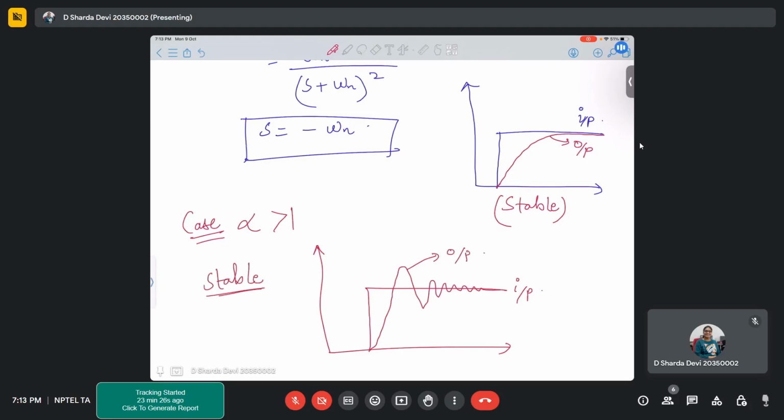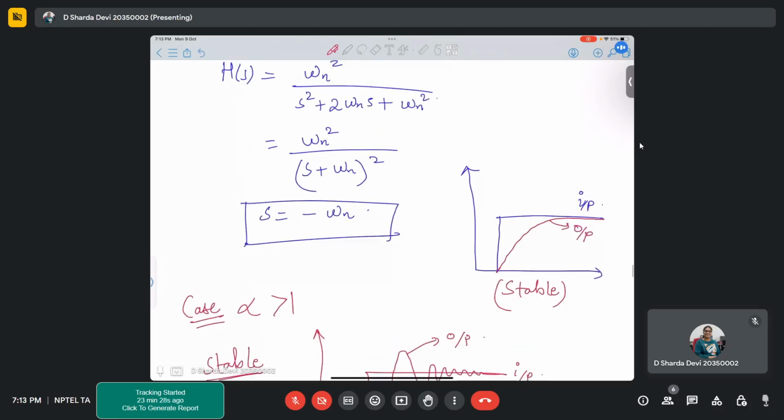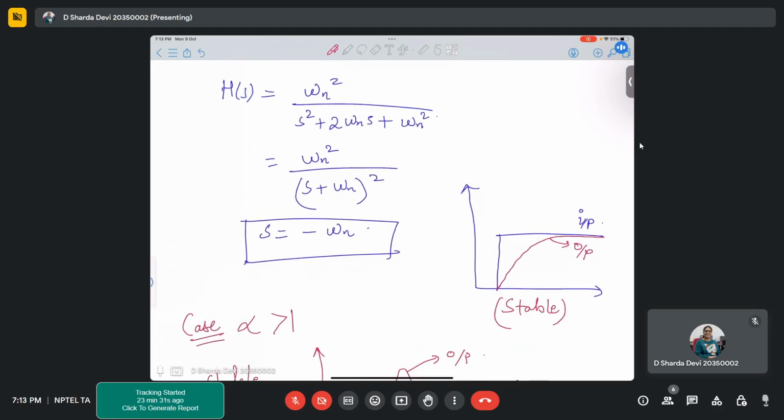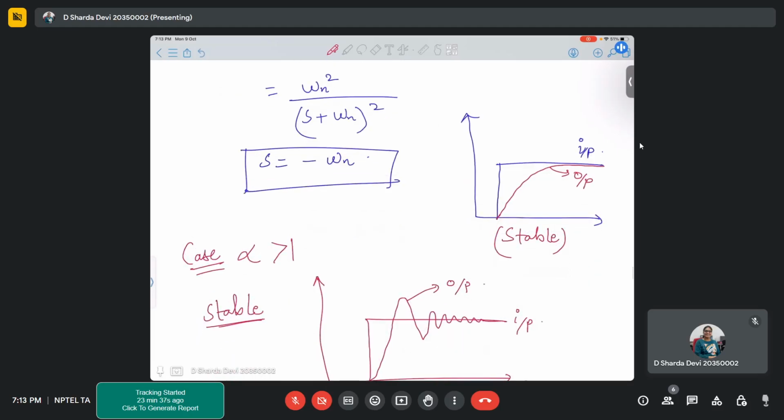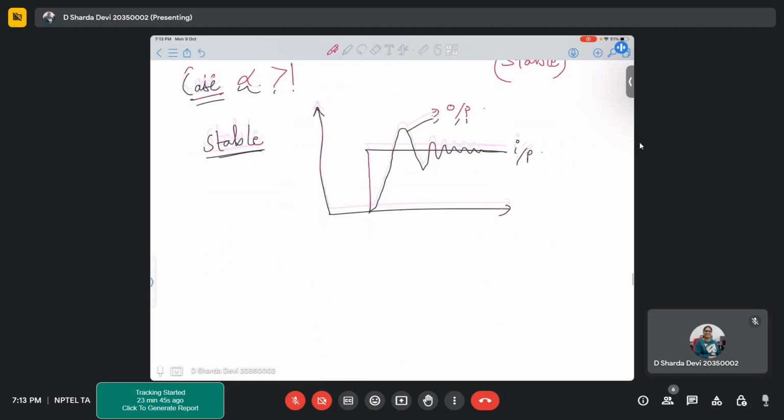So based on your alpha values from your transfer function, especially for a second order transfer function or two pole system, based on the values of alpha that you get, you can predict the stability of these systems.